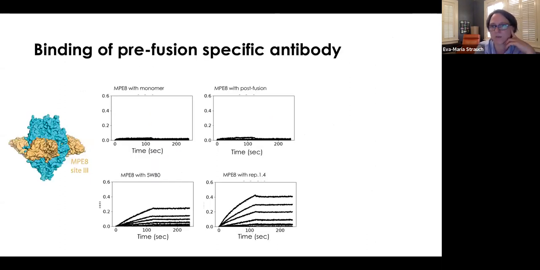And of course, you want to know how it behaves when you use different antibodies. MP8 binds to the site. It's pre-fusion specific. So it doesn't bind the monomer control. It doesn't bind the post-fusion, but it binds the original control as well as our design pretty well.